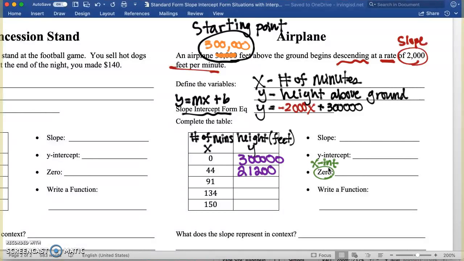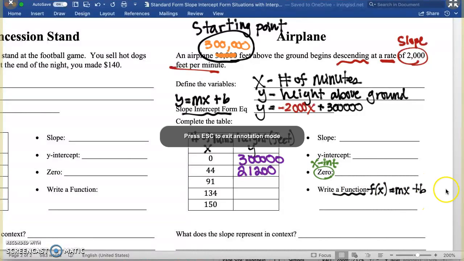And then to write the function, just like yesterday, I want to write the function in the form of f of x. So my function is going to be in the form of f of x equals mx plus b. And so we already have this somewhere else on our paper. You just have to replace the slope and the y-intercept. So you should be able to complete that. Once you finish this part, please answer the question at the bottom.